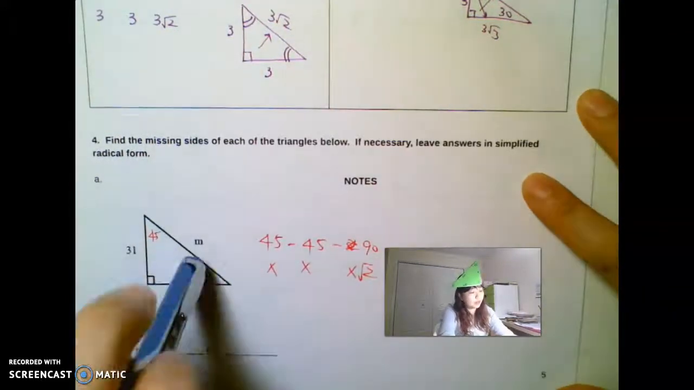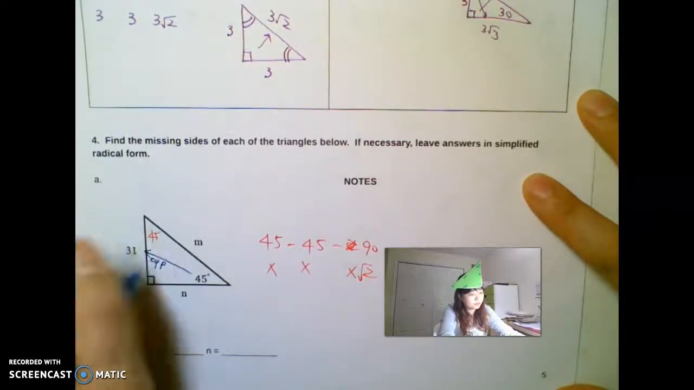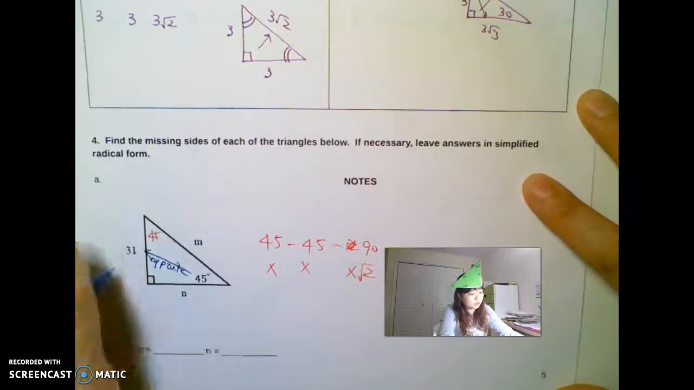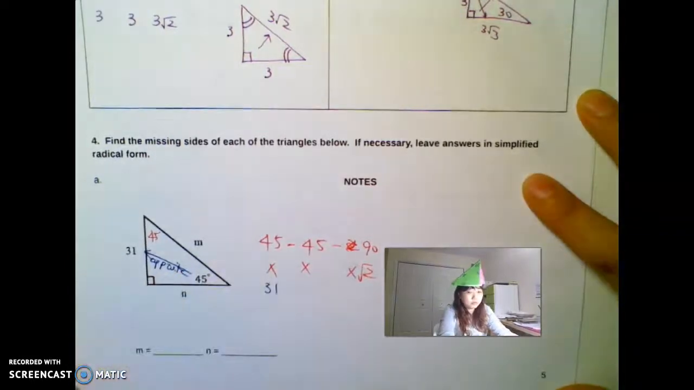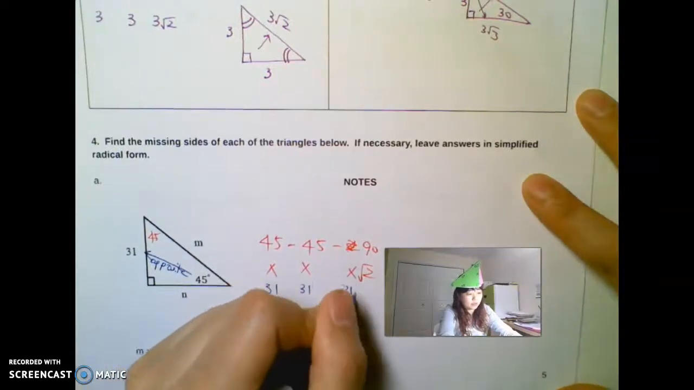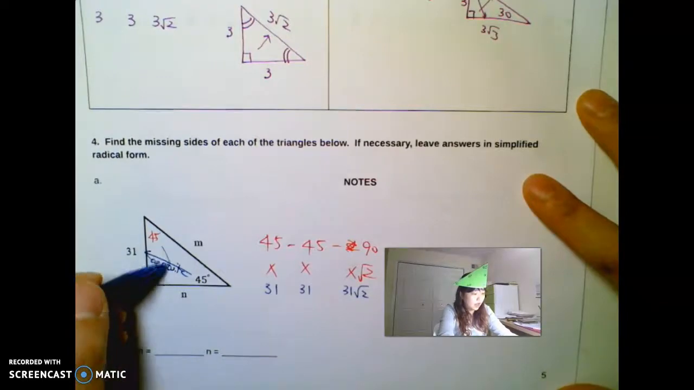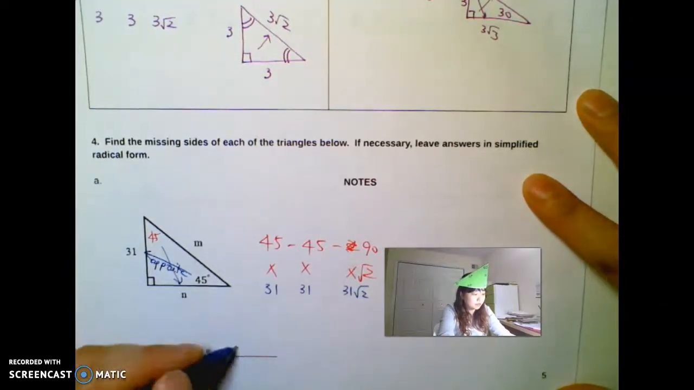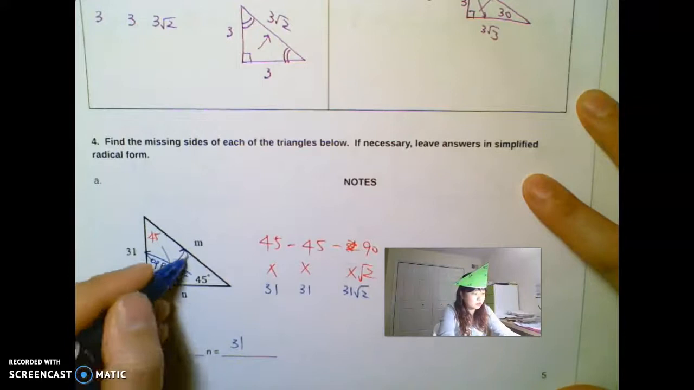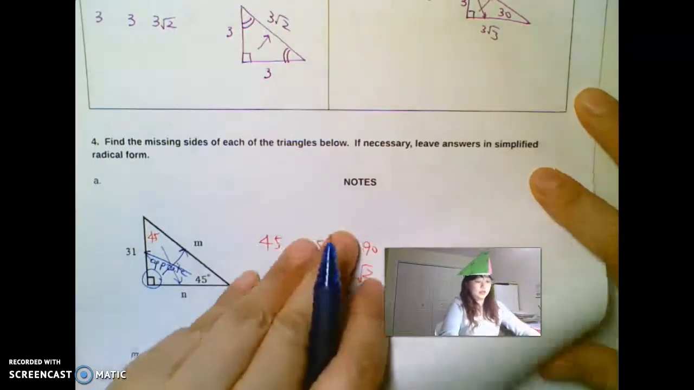What do we have? We have opposite of 45 is 31. So x is 31, and this would be 31 for x and 31 root 2. So in this picture, opposite of 45 is the n, so that's 31. And opposite of the 90 is m, so that's 31 root 2. Cool. Page 6. Next page.